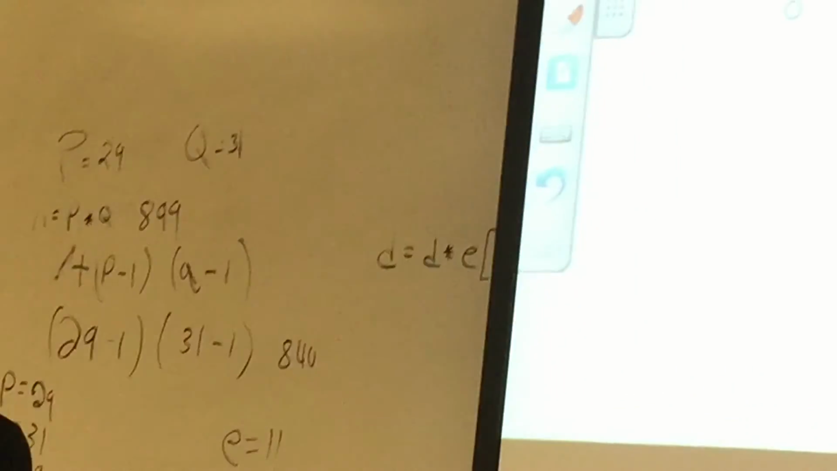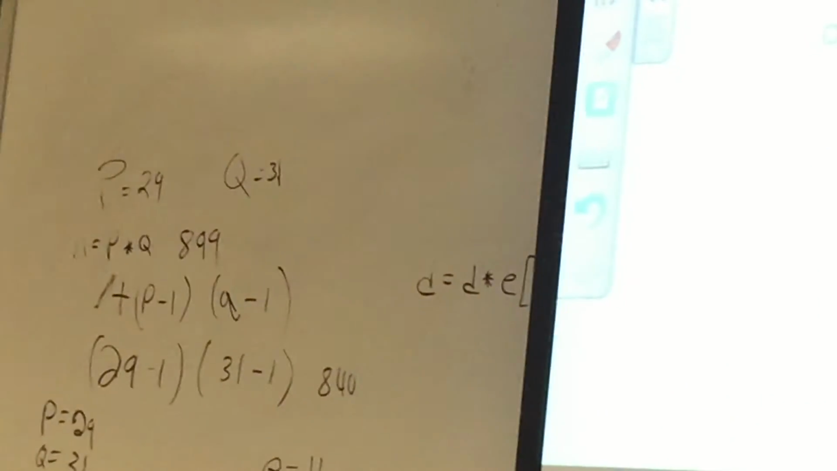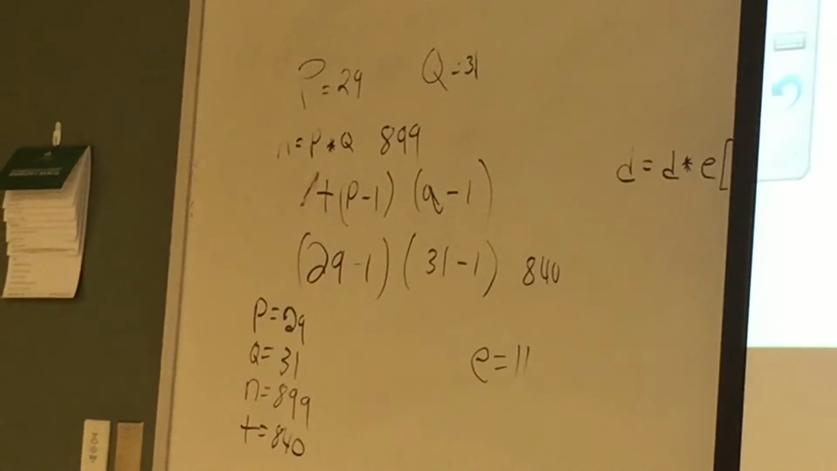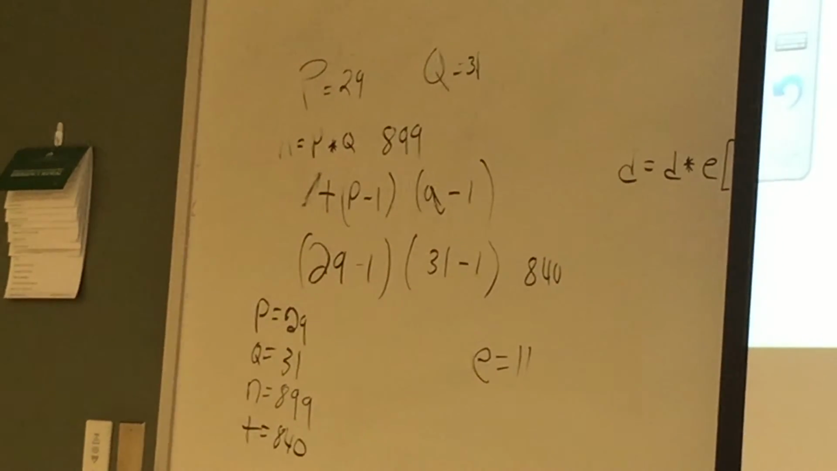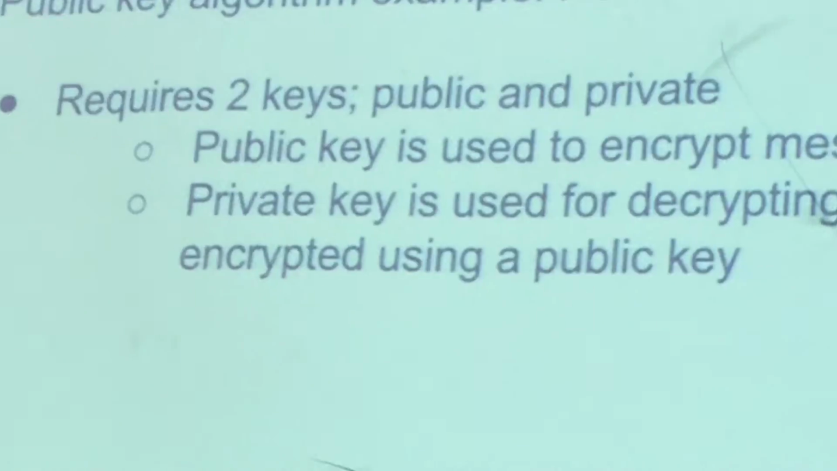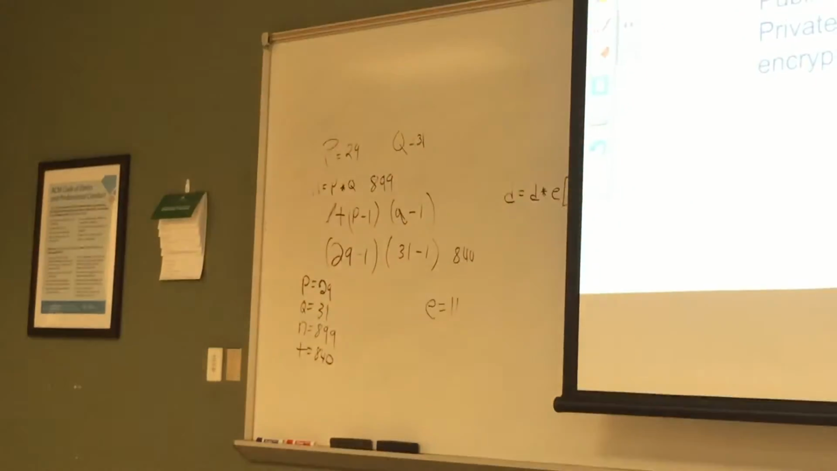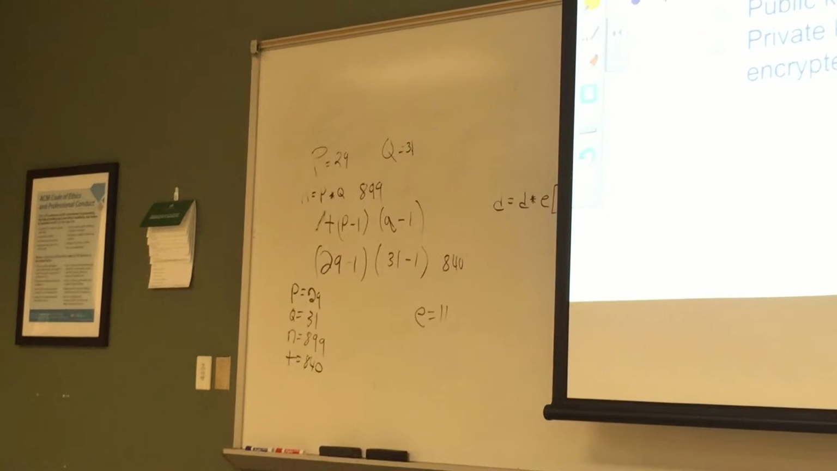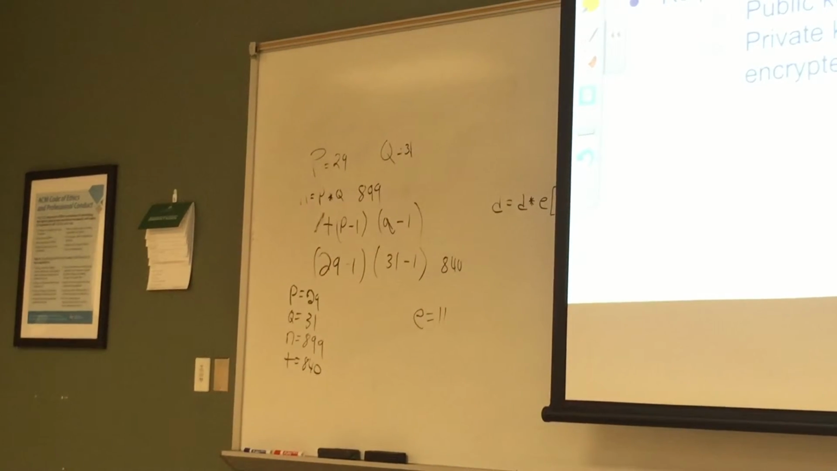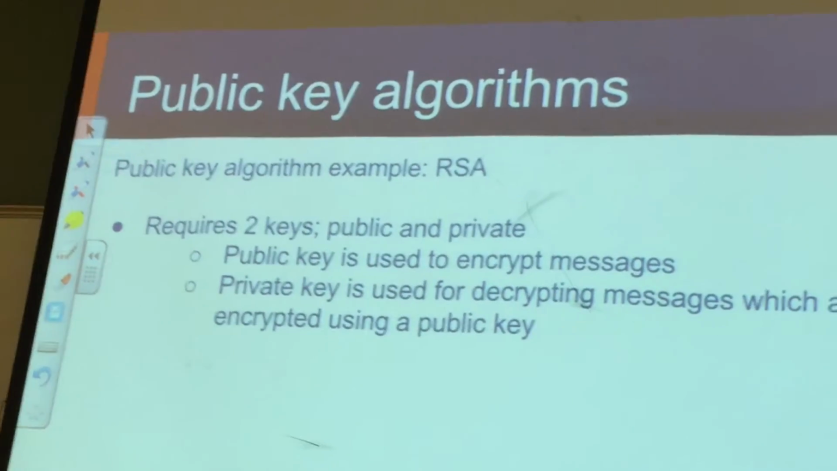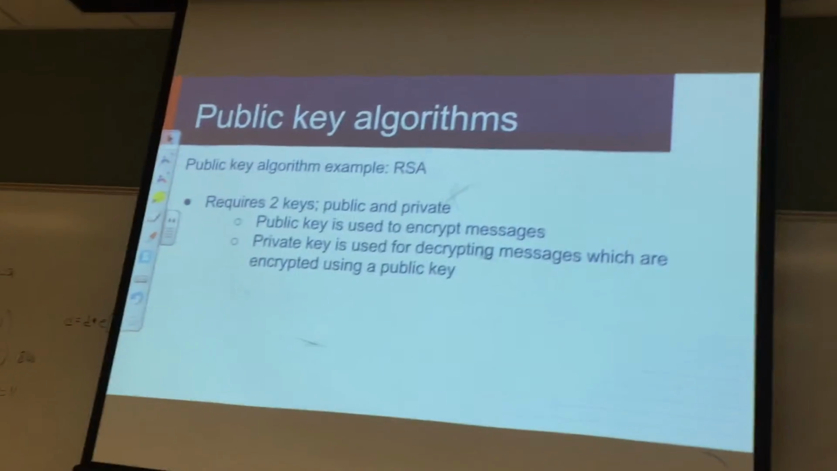So to encrypt messages, we use the formula C equals M to the E power mod N, with C being the encrypted message. So if we took a letter W whose ASCII value is 119, it would be C equals 119 raised to the 11th power mod 899, and that equals 595. And then to reverse that, you decrypt it using the formula M equals C to the D mod N, and it will give you back your original message.